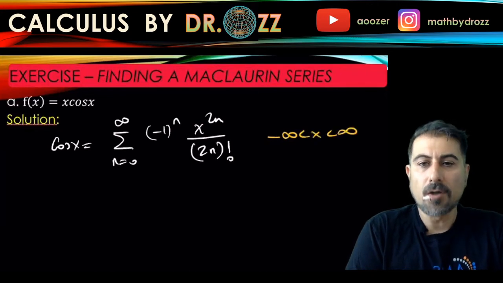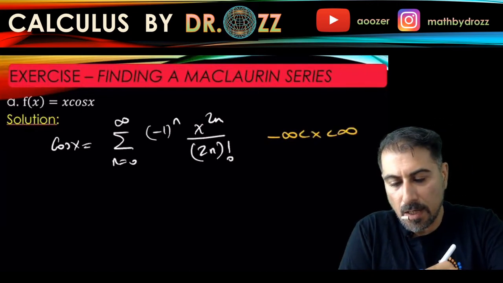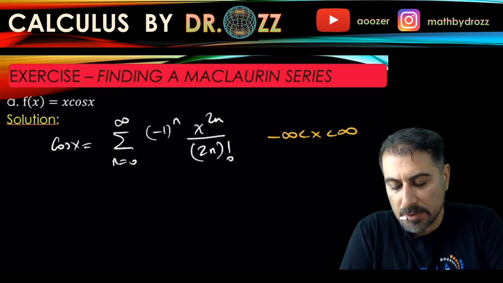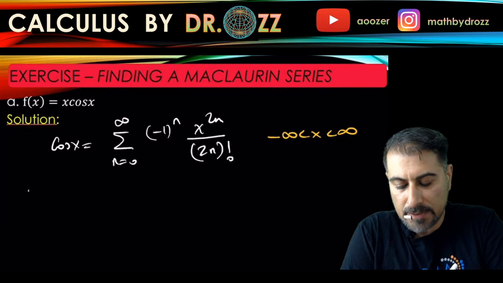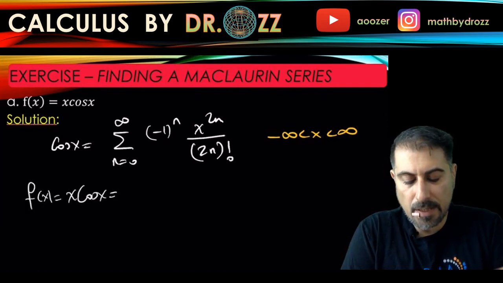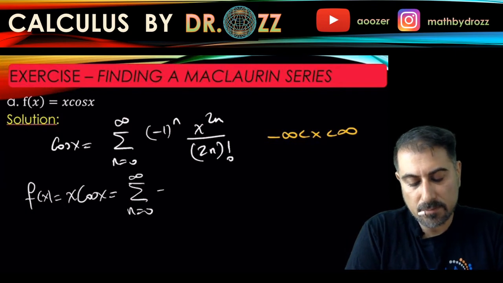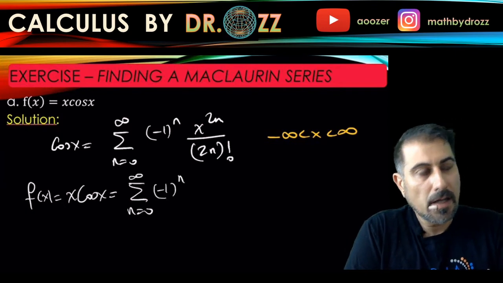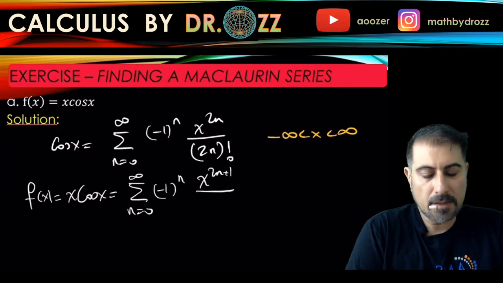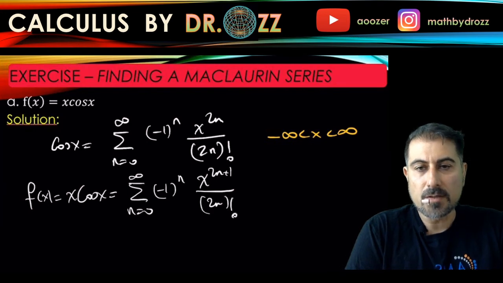So all I'm going to do is use this power series to write down the power series of x cosine x. Here we go. I'm going to multiply everything by x. So this becomes x to the power of 2n plus 1 over 2n factorial. And the interval of convergence is the same. So this takes care of part A.